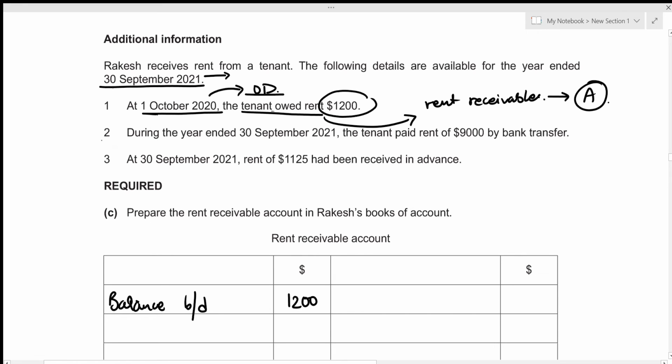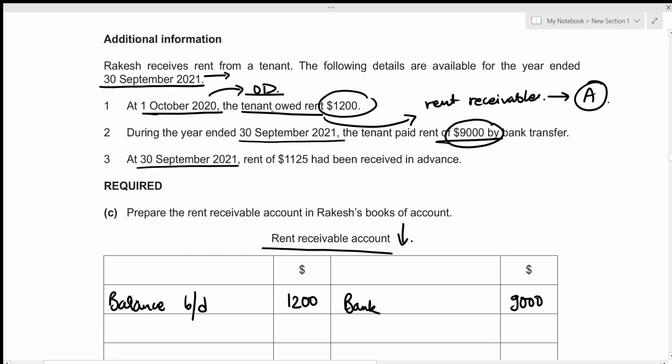All right, then the second information we are given is that during the year ended 30 September 2021, the tenant paid rent of 9,000 by bank transfer. We're talking about a rent receivable account, right? And if the tenant pays us the rent, then the value on the rent receivable account will definitely decrease. And this decrement in the value is always recorded on the credit side in case of an asset. So this bank transfer of 9,000 will be recorded on the credit side. So that's bank 9,000.